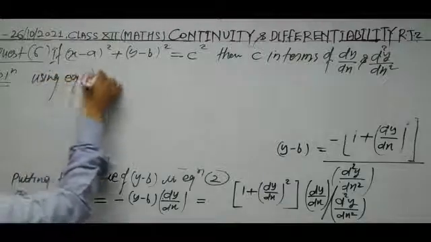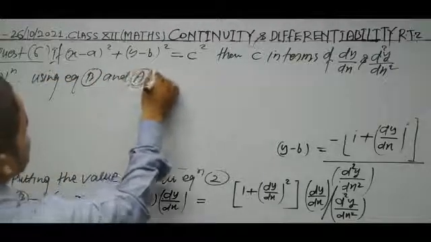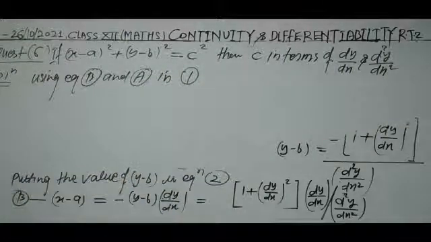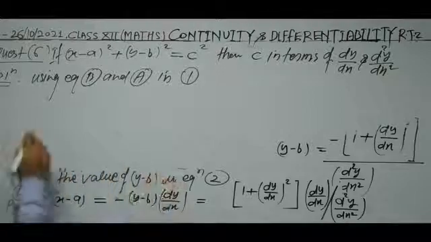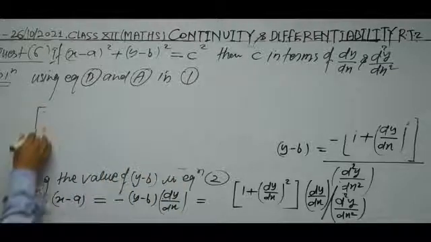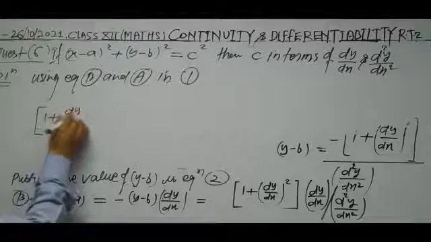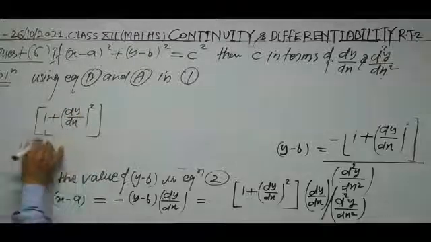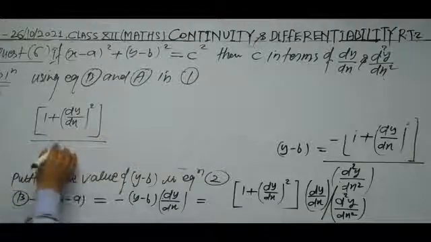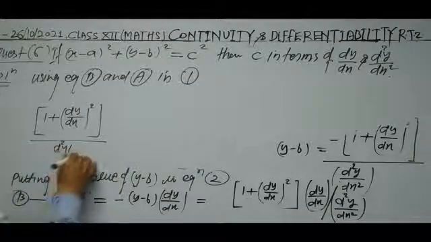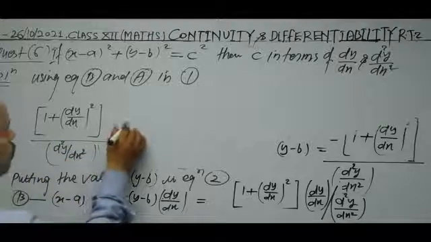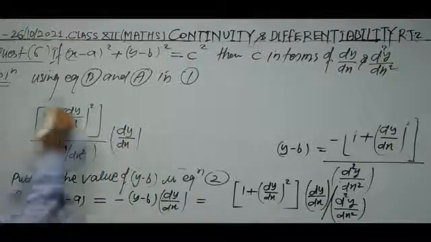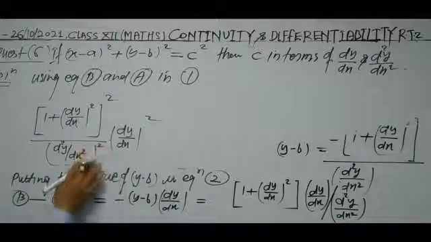Using equation b and a in 1. Now what we can get its value? X minus a value is 1 plus (dy by dx) whole square whole upon d2y by dx2, with the (dy by dx) whole square whole square.